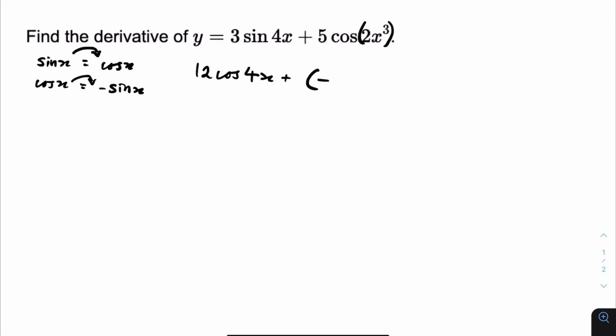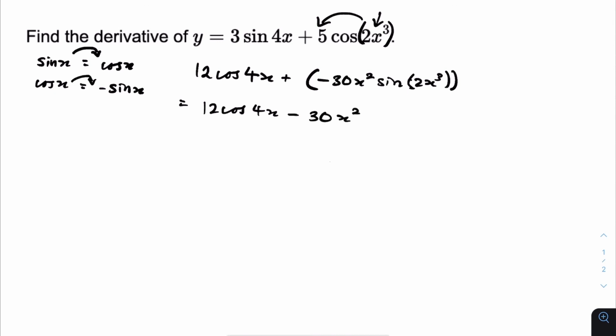So we differentiate whatever's in here. That gives us 6x squared. And we multiply 6x squared over here with the 5. So that's negative 30x squared. Then that's multiplied by cos 2x cubed, which gives us 12 cos 4x. Oh, before I forget, this is actually meant to be a sine. Minus 30x squared sine 2x cubed.